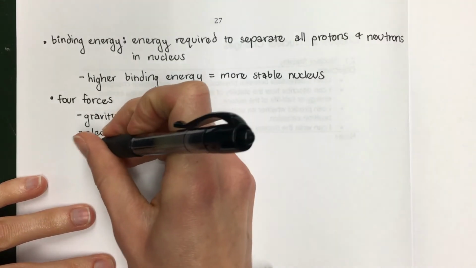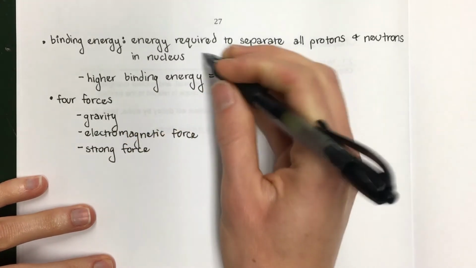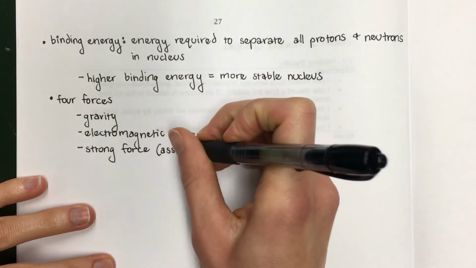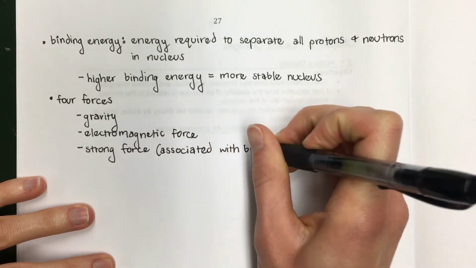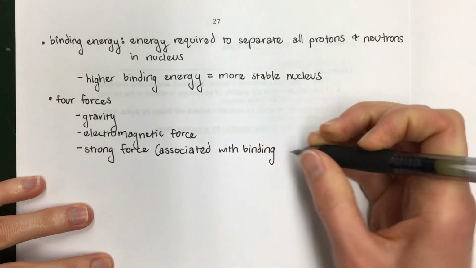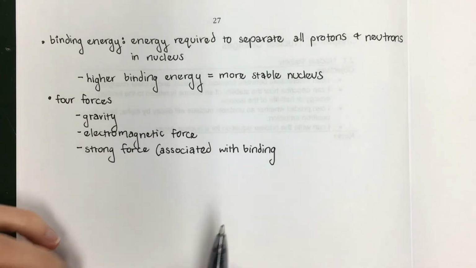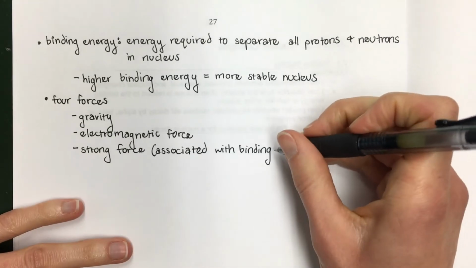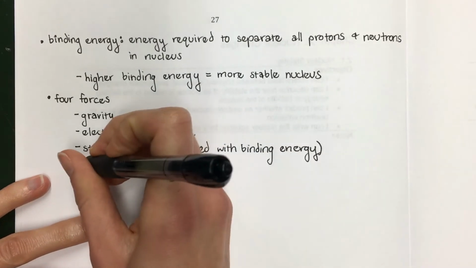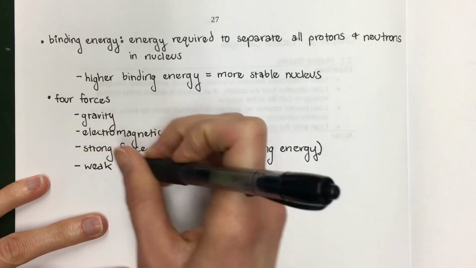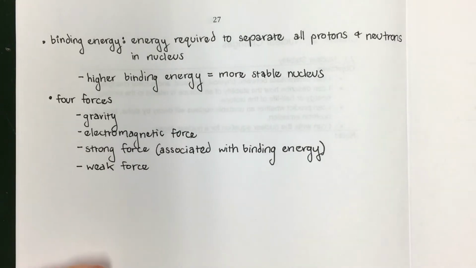Then we have the strong force, very creative name. This is the one that is associated with the binding energy. So it helps hold the nucleus together. It is a little bit more complex to explain. It comes from interactions between particles called quarks that make up protons and neutrons. And then there's also a weak force. But the strong force is the one that has to do with the binding energy.